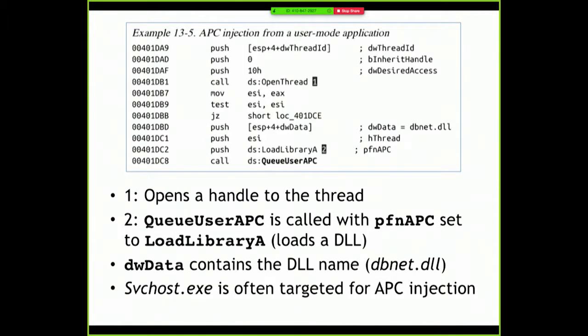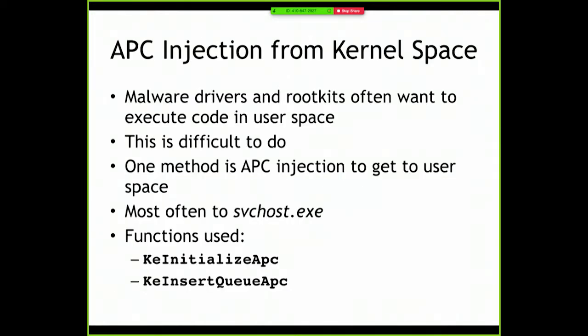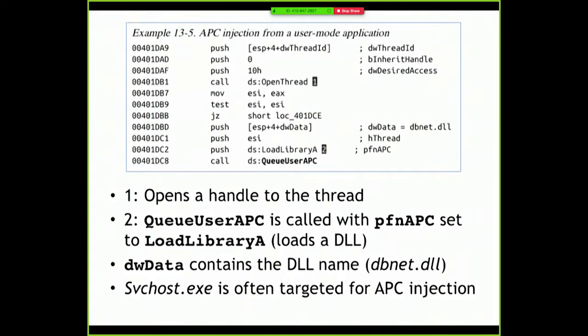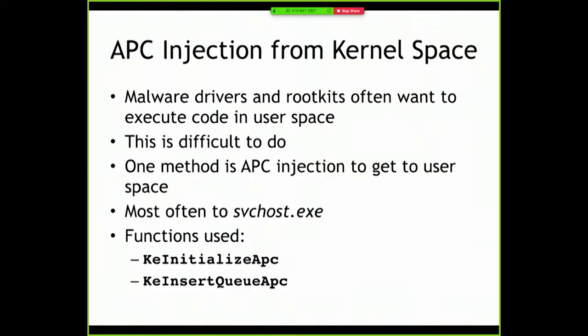And so here's what you do. You call OpenThread to get a handle to the thread. Then you call QueueUserAPC with the parameter to tell it what DLL to load. And then you give it the information about the data, and it launches servicehost.exe. So I've now asked servicehost to please run this later with system privileges for me.